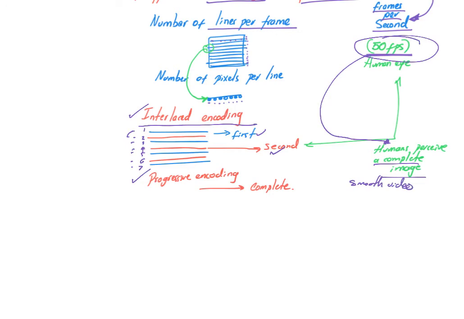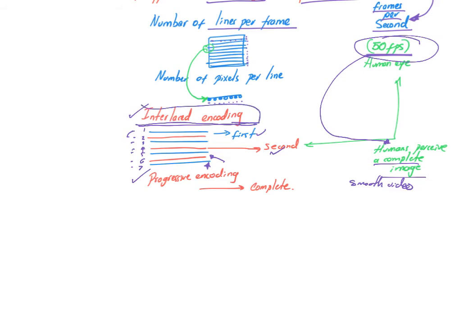So that is going to divide the number of bytes in half, right? If at one particular moment I just use the blue ones, and the next moment I use the red ones, it's going to divide in half the number of bits and bytes that I'm going to use. That is called interlaced encoding.